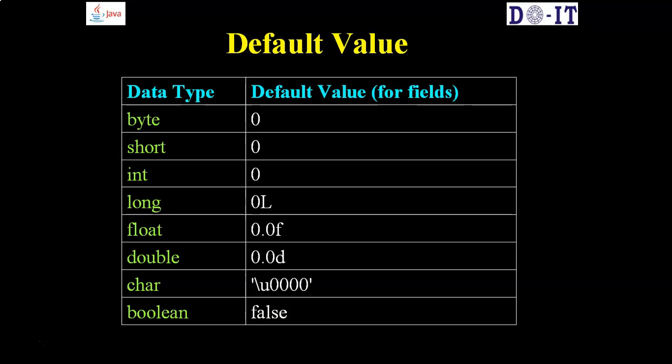Each of them has a default value. All the numerical data types have 0 as a default value. Character is normally empty. It has the ASCII value 0. And Boolean by default is false.